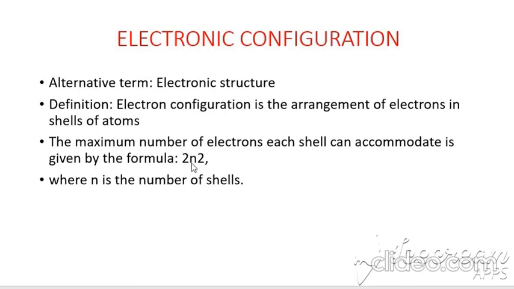2n to the power 2. This is a formula that we can use to find the number of electrons each shell can accommodate, where n is the number of the shell. For example, the first shell, which is near the nucleus, is represented by 1, and the second shell around the nucleus is represented by 2. Then you can substitute to find the number of electrons it can accommodate.